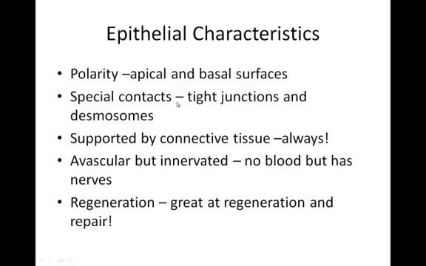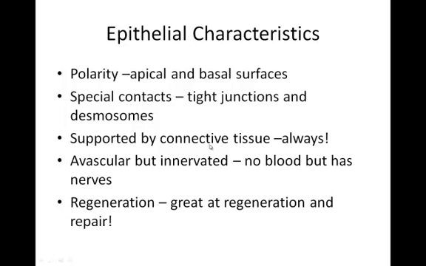Epithelial tissue also has special cell-to-cell contacts like tight junctions. We went over that in chapter 3. Tight junctions prevent leakage between cells. And desmosomes. Desmosomes are special cell-to-cell contacts that prevent cells from being ripped apart from one another. They're also called adhering junctions.